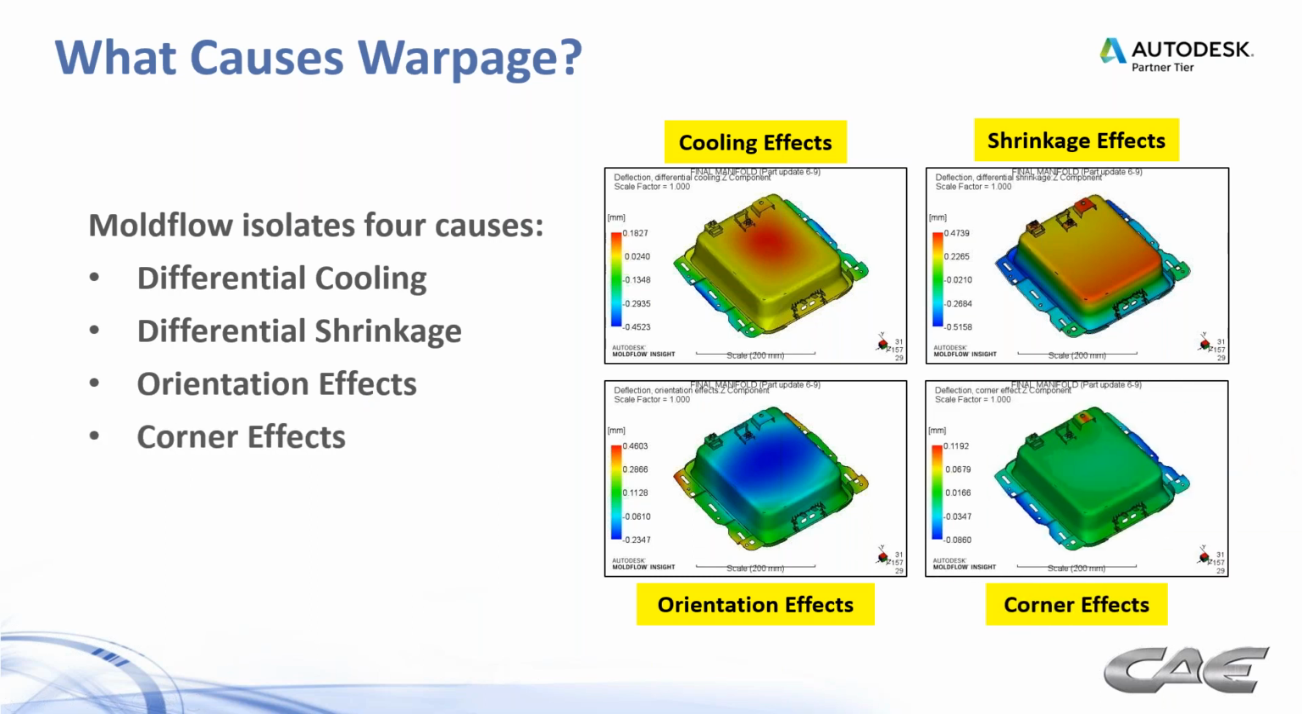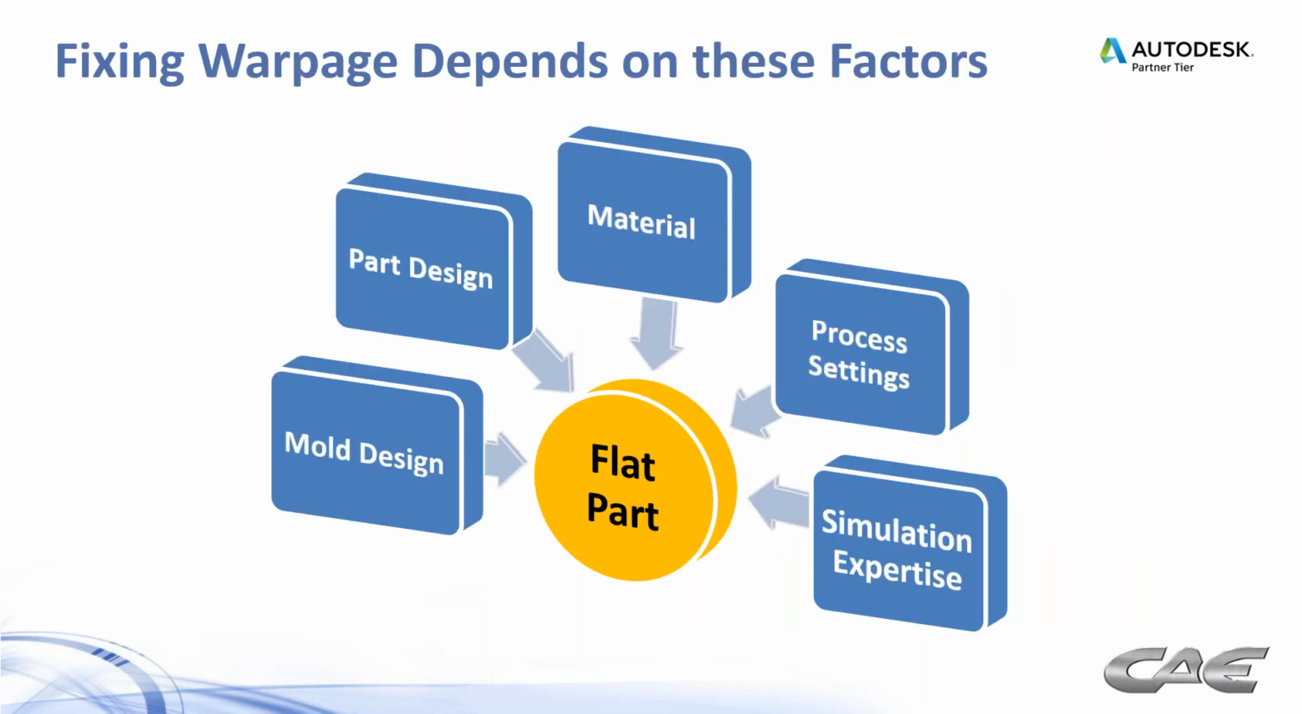We also have corner effects. So in the corners, when we have 90-degree type turns, or even something less than 90 degrees, the shrinkage in the thickness direction in that corner starts to matter relative to the walls that are adjacent to it. And that's what a corner effect is. Okay, so those are the four main causes. How do we fix warpage? It's going to depend on these 5 factors here: mold design, part design, material, process settings, and simulation expertise.